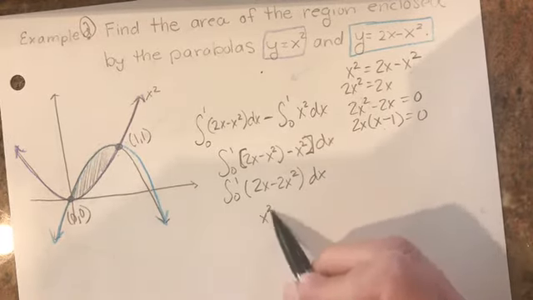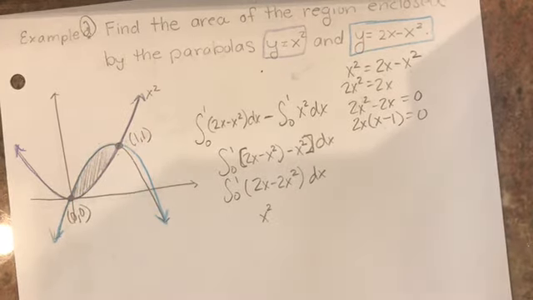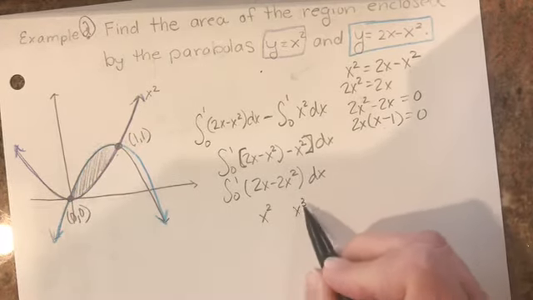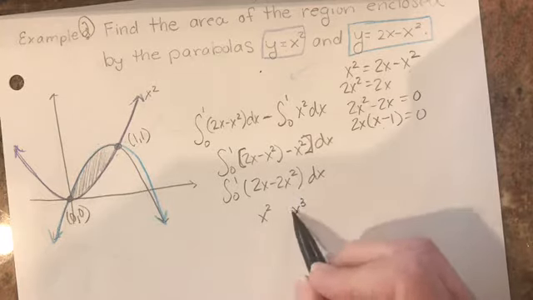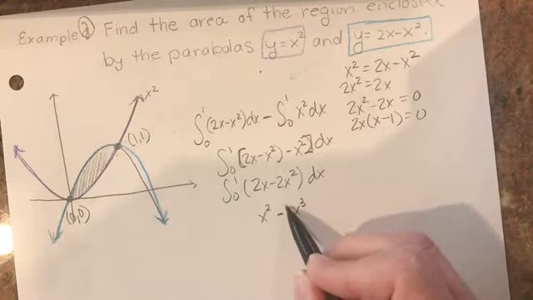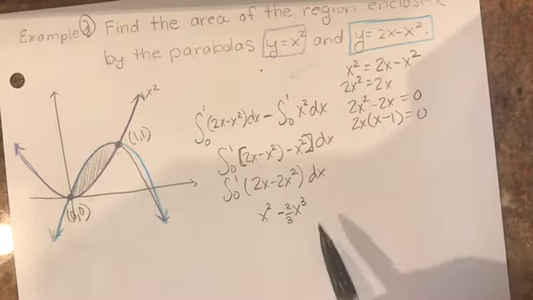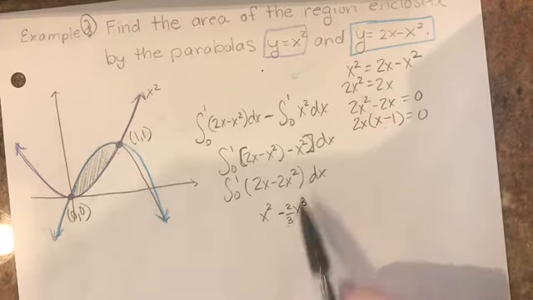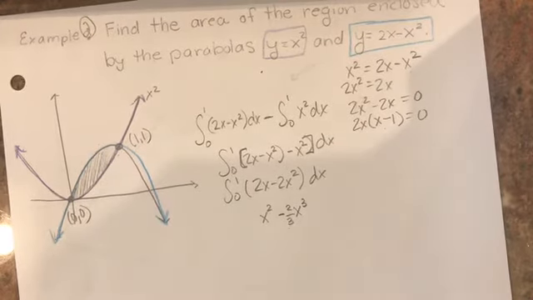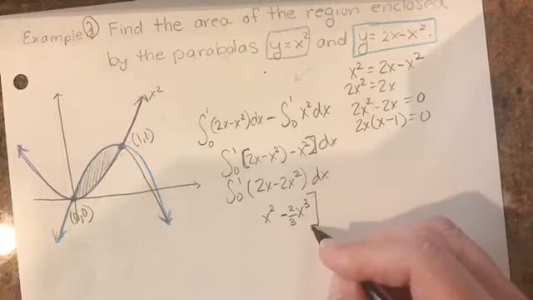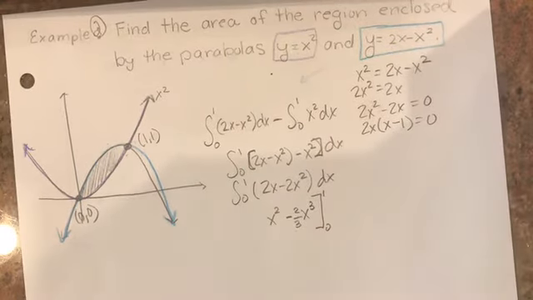So x squared, and that turns back into 2x, that's nice. X to the third, but we want this to turn into 2 minus 2x. So what we would do is multiply by 2/3. So 3 times negative 2/3 is negative 2x squared. And we want to evaluate that from 0 to 1.